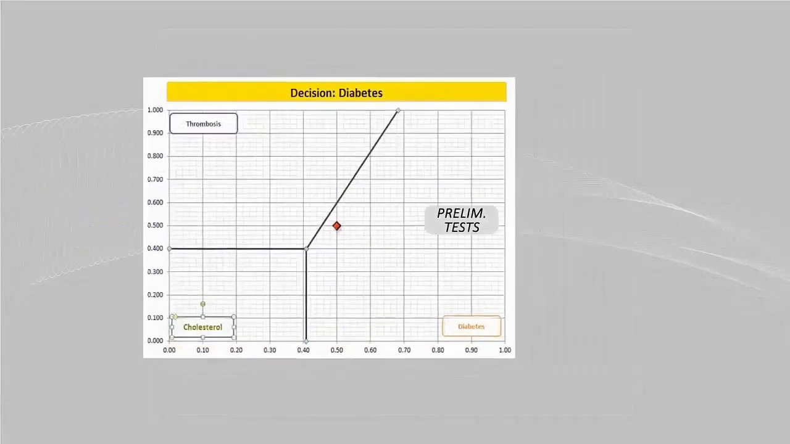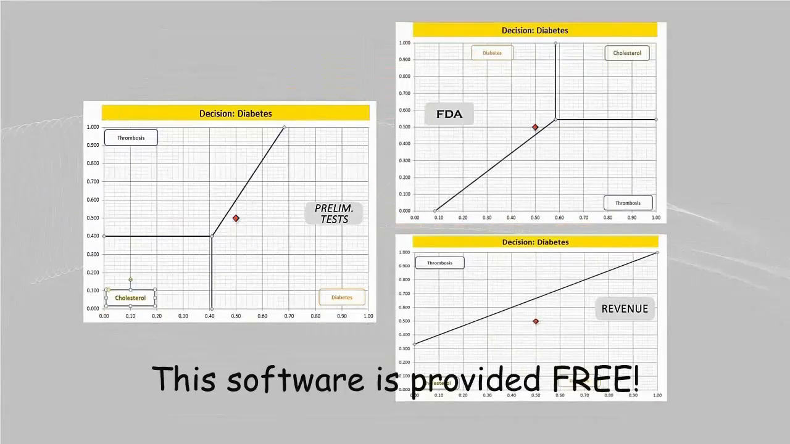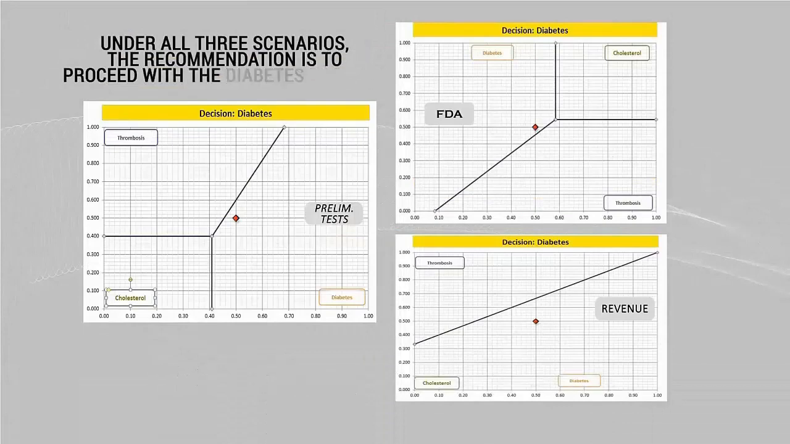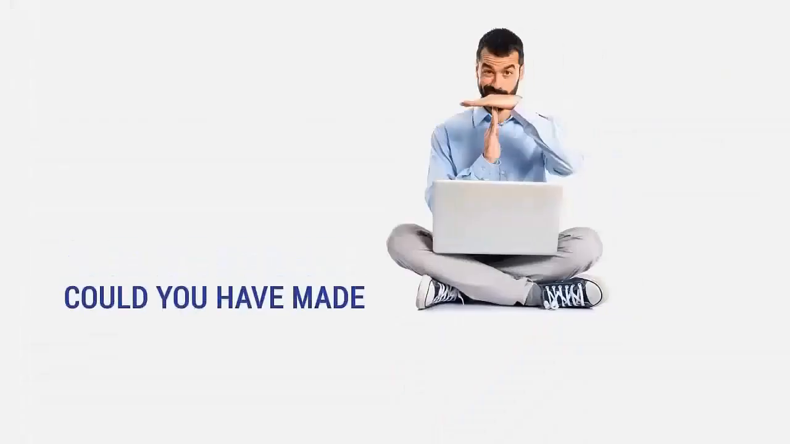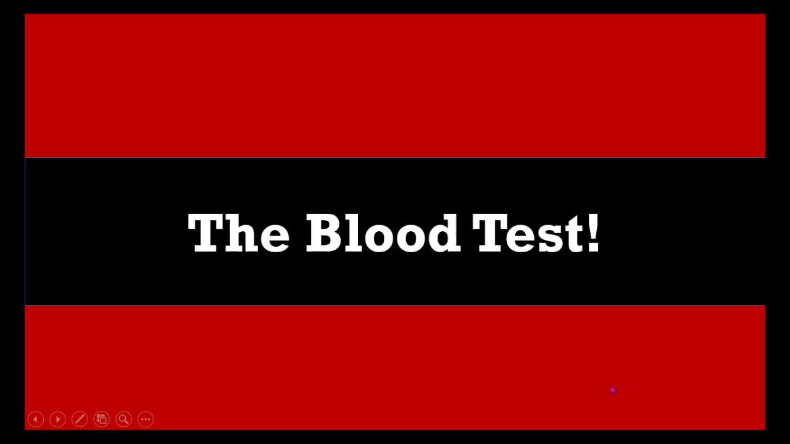We repeat the same process for the FDA approval and the projected revenue, and we can see under all 3 scenarios, the recommended decision is to proceed with the diabetes project. Could you have made better defensible decisions relying on common sense alone? Probably not.